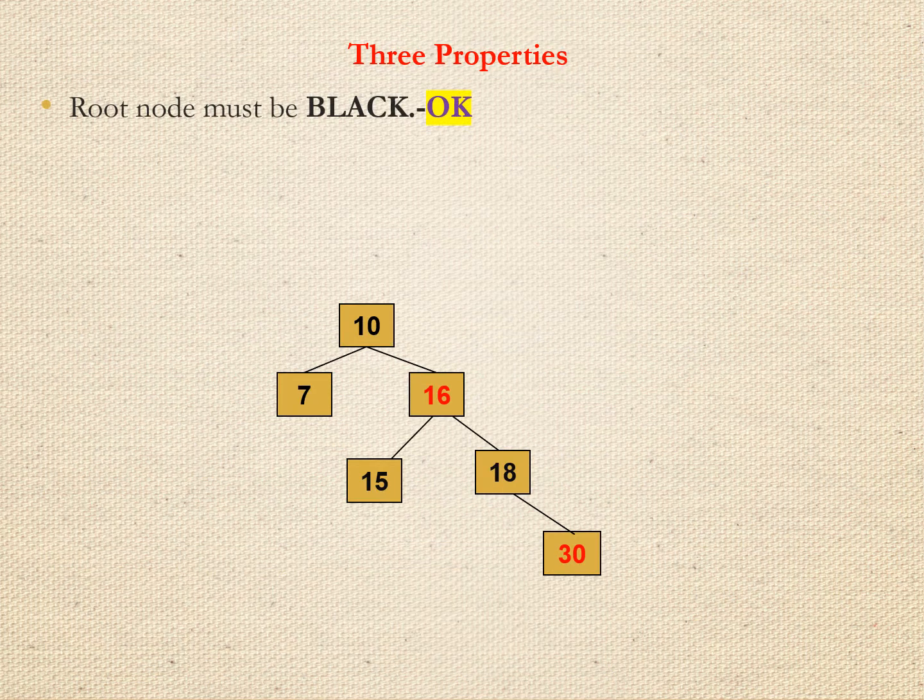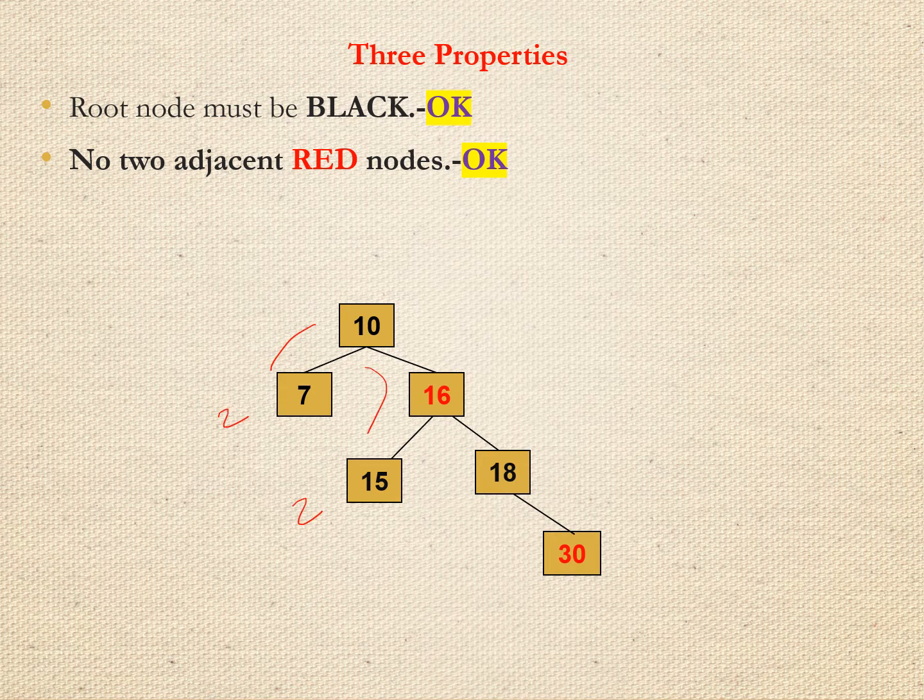Now let us verify after this the three properties of the red black tree. So yes, we can verify the root is black. No two adjacent nodes are red, and the third condition, the number of black nodes: here it is 2, here it is 2, and in this path also 2. So the number of black nodes is the same. So yes, it's a red black tree. We'll proceed further for adding a new item.